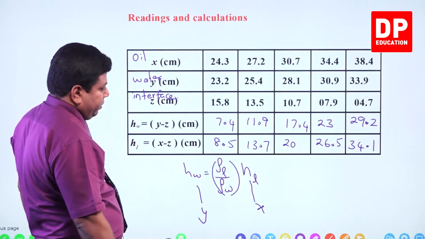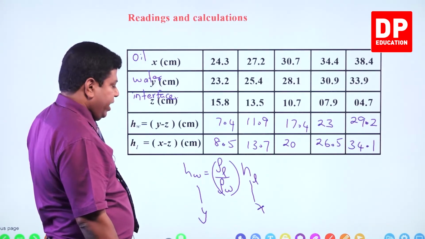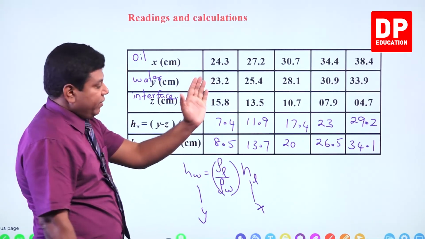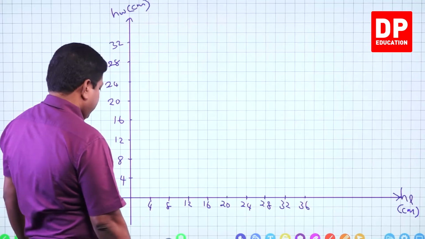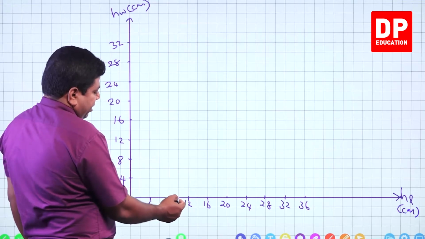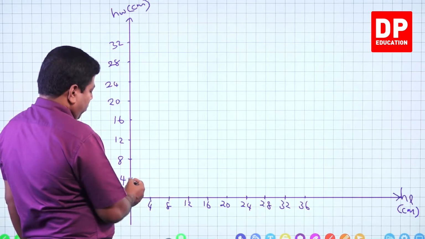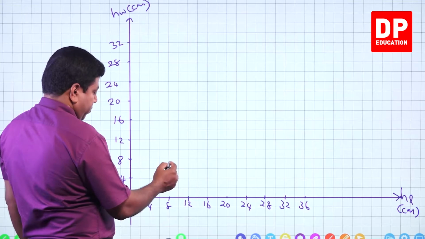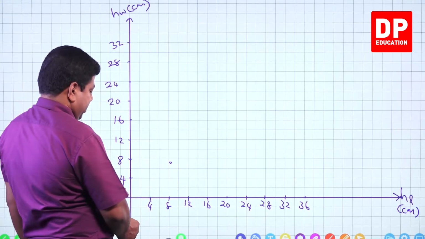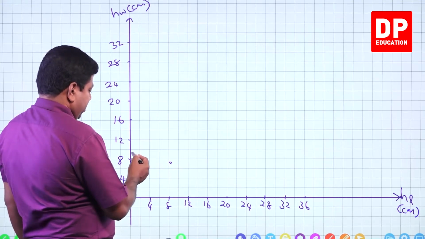First point, 7.4 and 8.5. X-axis 8.5, y-axis 7.4. So 8.5 on the x-axis, and 7.4 on the y-axis, like that.